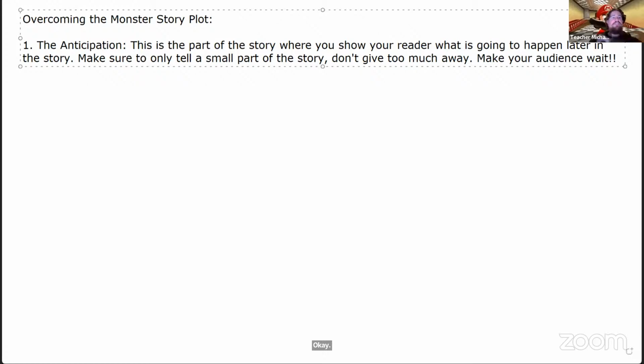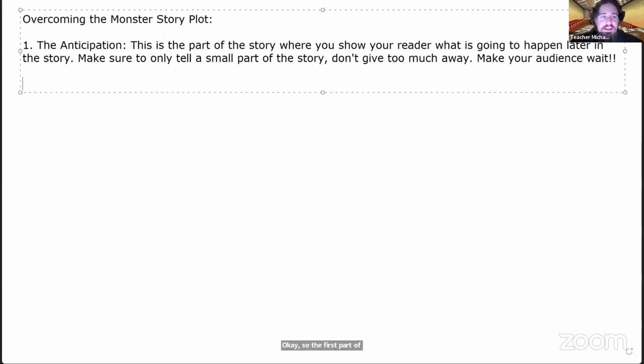Okay, so the first part of the overcoming the monster story. This is the part of the story where we show the reader what's going to happen later in the story. The important part is to make sure you only tell a small part of the story. So don't give too much away.